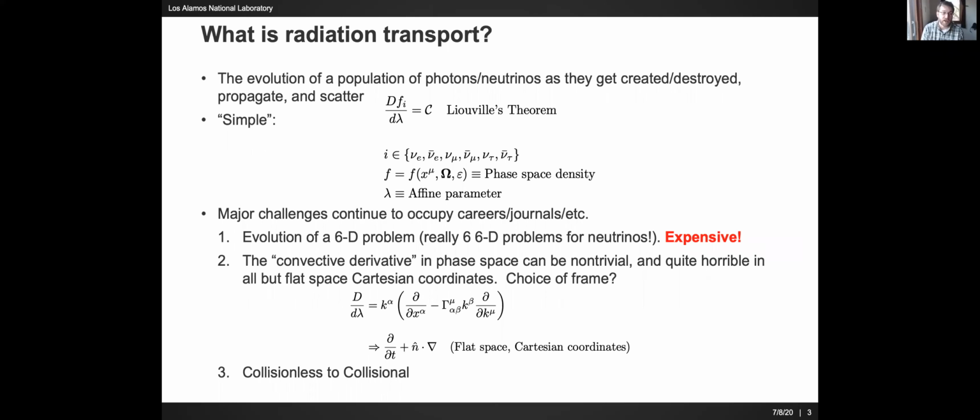The second issue relates to this convective derivative in phase space. This is the Liouville operator. It turns out that in flat space Cartesian coordinates, this is just the familiar advection operator, nice and simple, down here at the bottom.